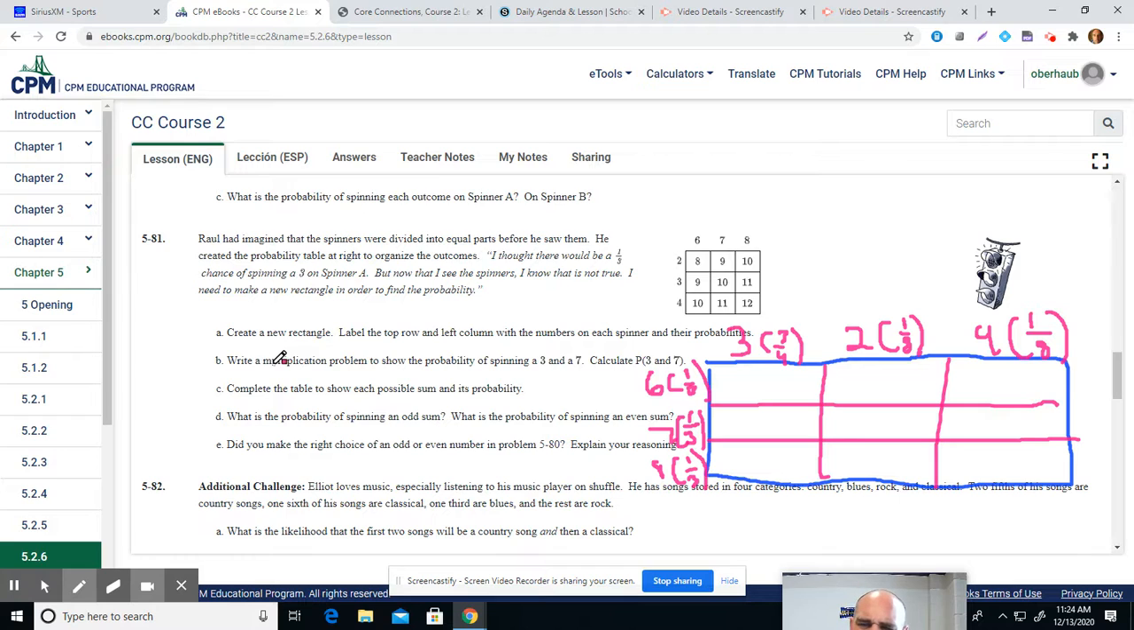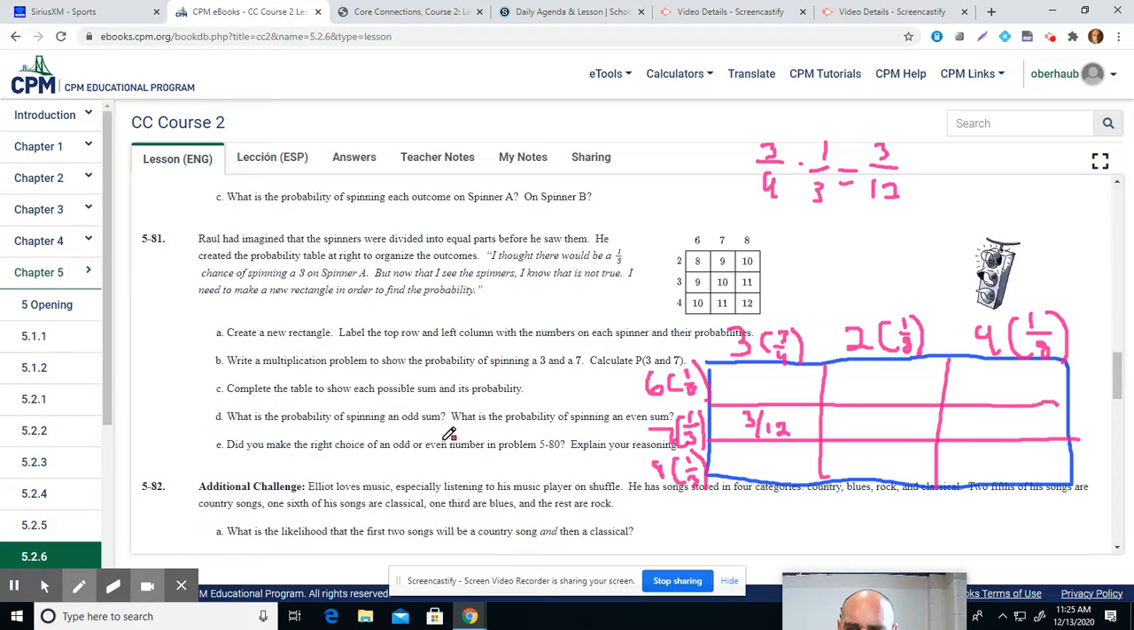Part B: write a multiplication problem to show the probability of spinning a 3 and a 7. Here's my 3, here's a 7, so I'm going to fill in this right here. My multiplication problem would be 3/4 times 1/3. 3 times 1 is 3, and 4 times 3 is 12. So I have a 3/12 chance of spinning a 3 and then a 7. I calculated the probability of spinning a 3 and a 7: a 3 out of 12 chance.